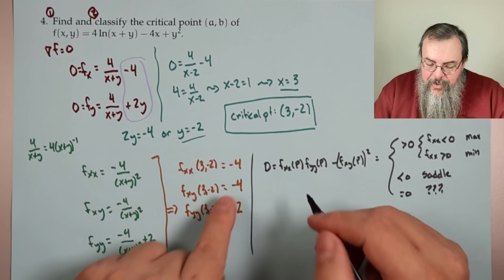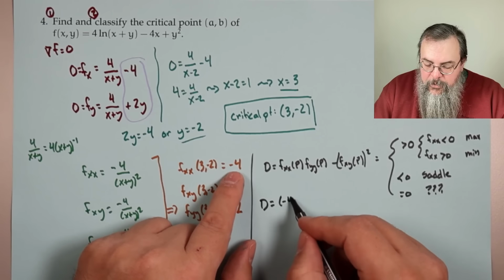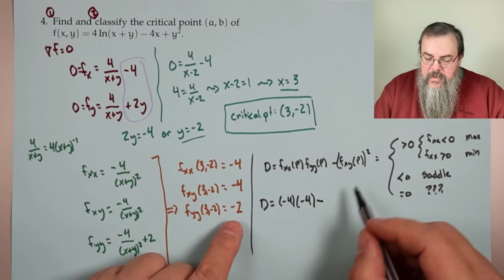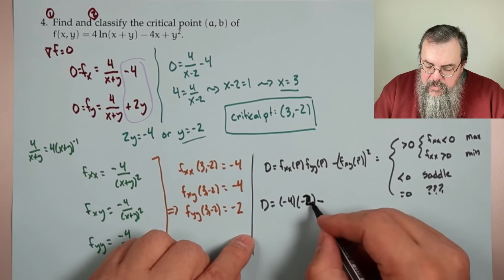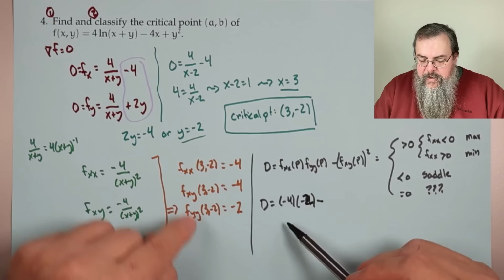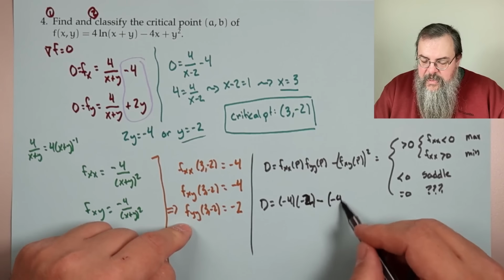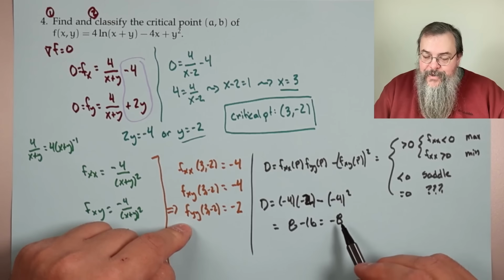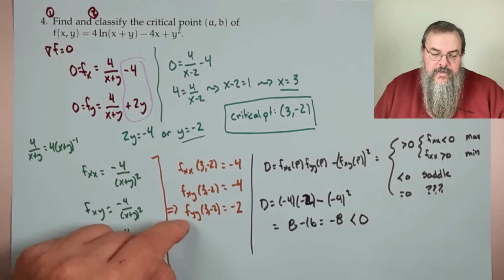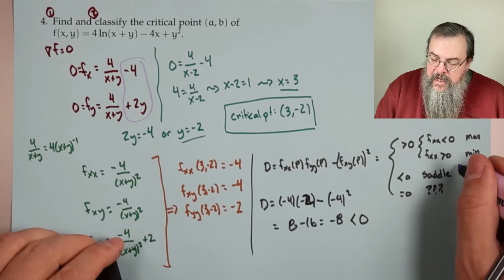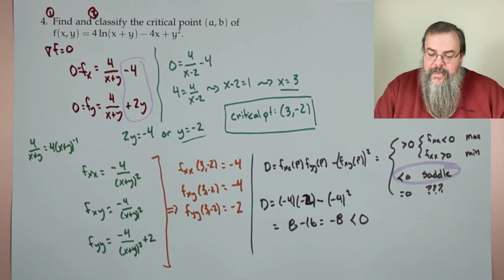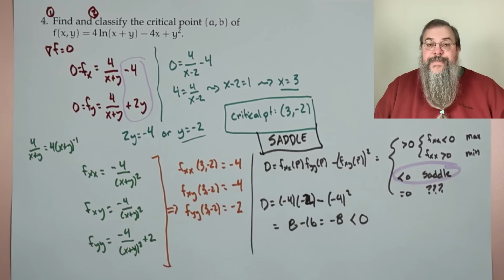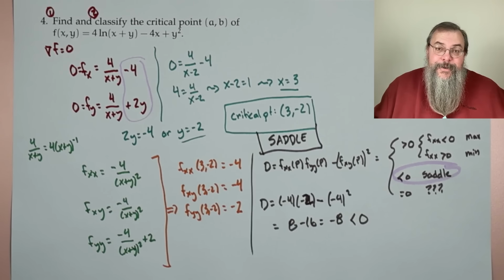What do we have for ourselves? Well, for us, we have -4 times, not -4, -2. I misread. So f_xx, f_yy: -4 times -2, subtract (-4) squared. So this is 8, subtract 16, which is -8. The value doesn't matter, the sign matters. That's less than 0. So that tells us that we are in a saddle. Okay, so critical point at (3, -2), and it is a saddle. That's the classification. All right, there we go. Woohoo!